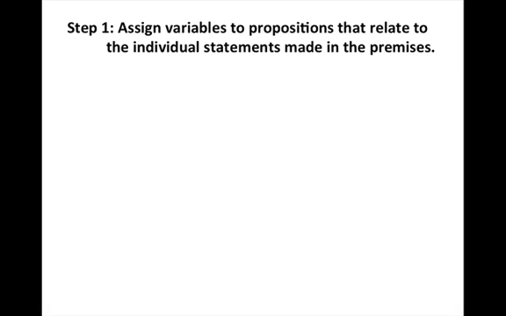Step 1 is to assign variables to the propositions that relate to the individual statements made in the premises. So in the previous example, each sentence is a statement that's made. It's a premise. Sometimes those premises had one statement in them, and sometimes they were compounded. For example, if I get a speeding ticket, I will get points added to my driving record. That had two individual statements. We pulled out each statement and let one be a P and the other be a Q. That's our first step for all of these logic proofs.